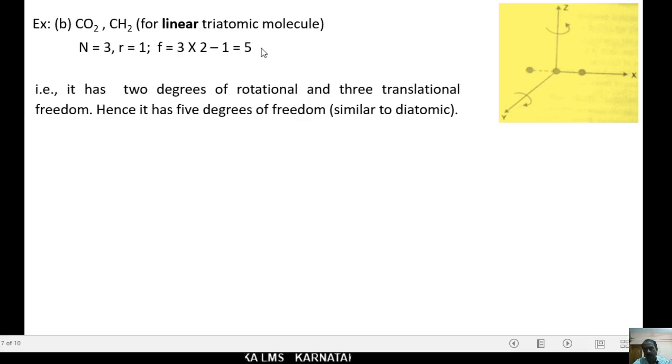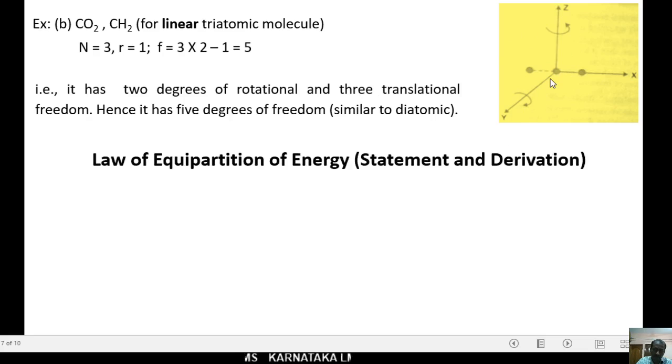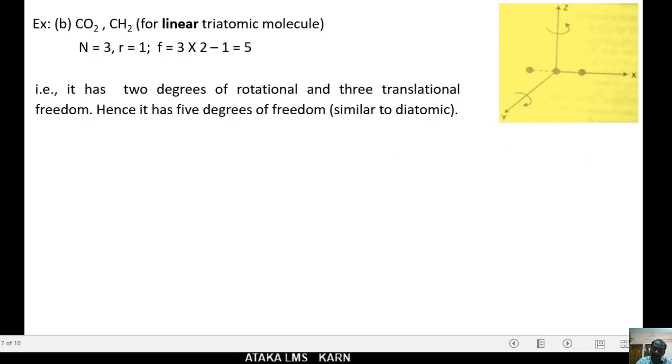Then f equals 5. That means it has 2 degrees of rotational freedom, only the 2 rotational degrees along Z and Y, and 3 translational degrees of freedom, that means along X, Z and Y. Hence it has 5 degrees of freedom, which is the same as that of a diatomic gas molecule. This is about degrees of freedom.